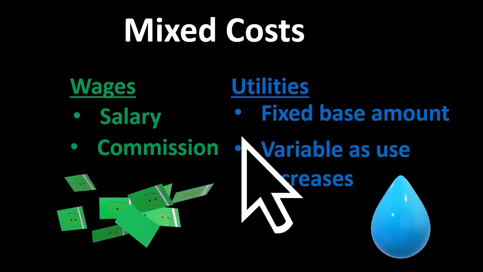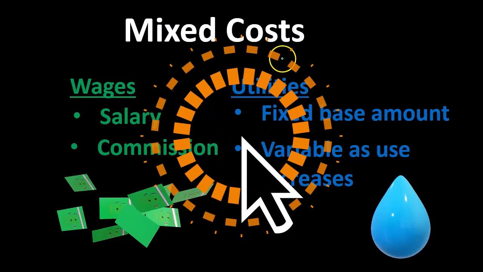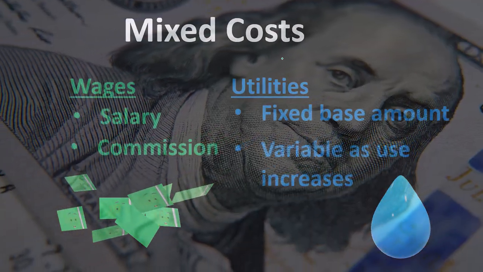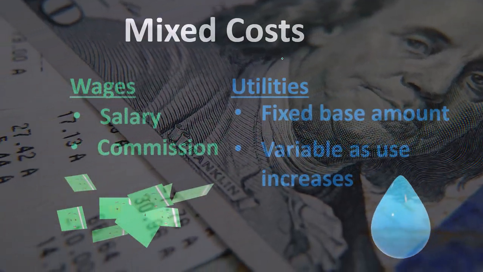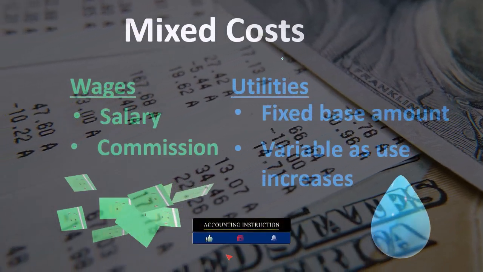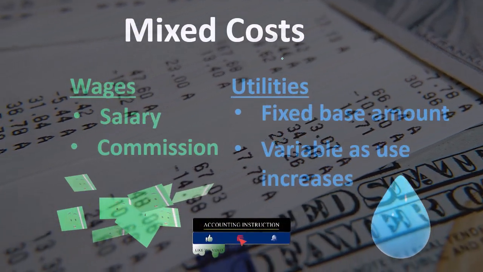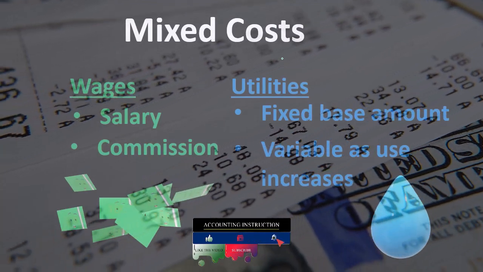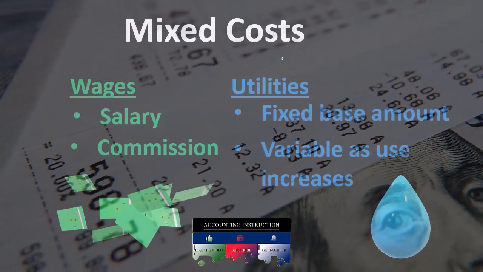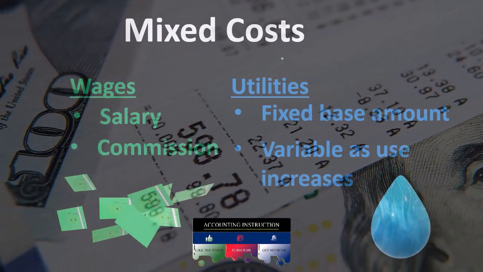So you can see that when we think about these mixed costs, we're going to have to go through all of our costs, first of all, and see where to categorize them. Are they fixed? Are they variable? Are they mixed? And then we're going to have to go look at those mixed costs and look at how they behave. How can we break these out? Because that's what we're going to want to do between the fixed and variable portion of these mixed costs.